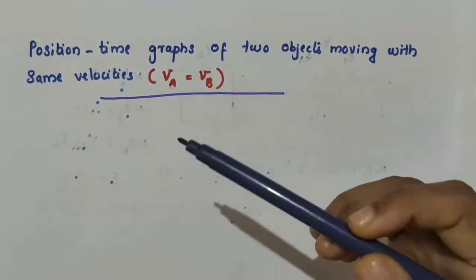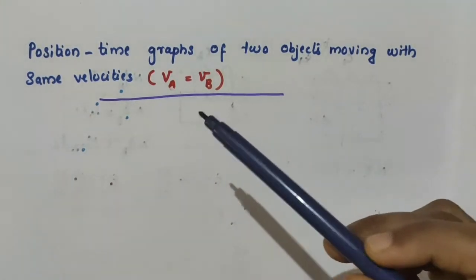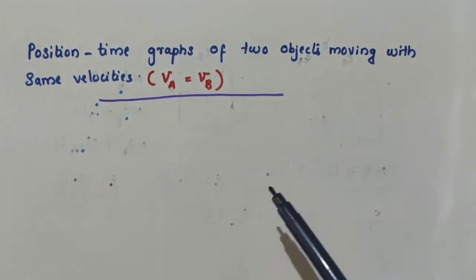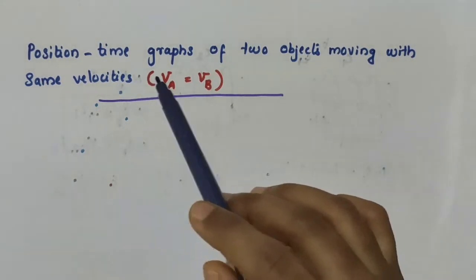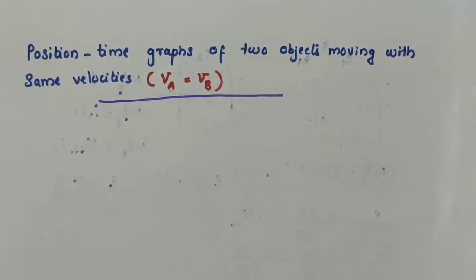I will provide the link for that relative velocity video in the description box. Please watch that first. It is actually a special case of that. So, how can we plot the position time graphs of two objects moving with the same velocities?